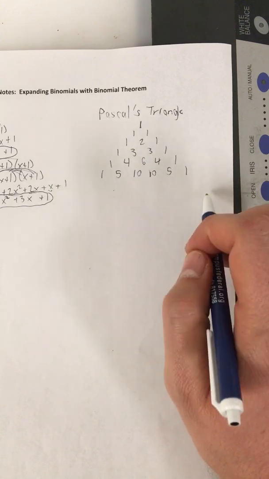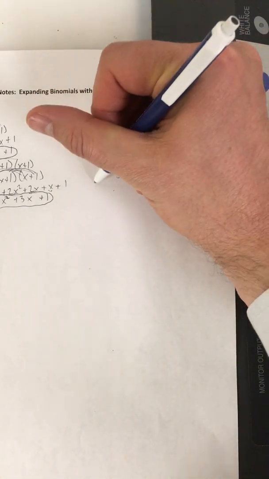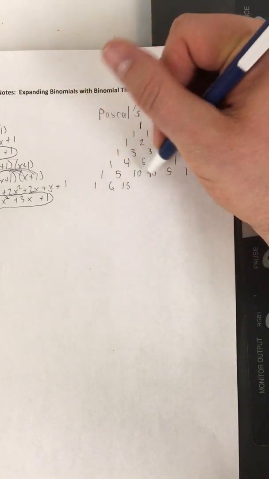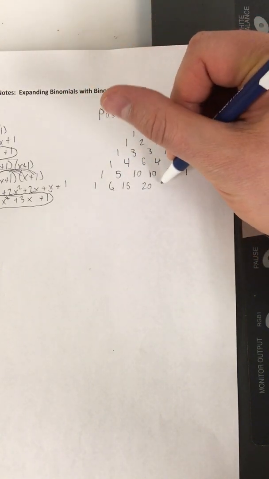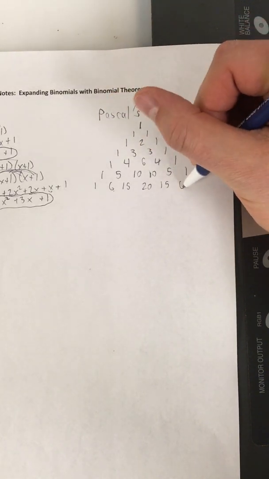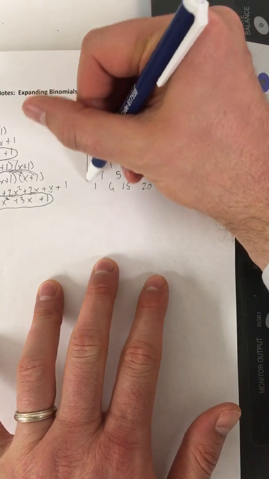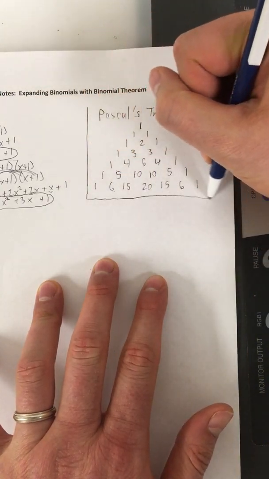So what would be the next row? I'd have a 1 on the end. 1 plus 5 gives me 6, 5 plus 10 would be 15, 10 plus 10 would be 20, 10 plus 5 would be 15, 5 plus 1 would be 6, and then you'd have a 1 on the end. That's Pascal's triangle. Now it keeps going on and on forever. These are the main ones we're using.